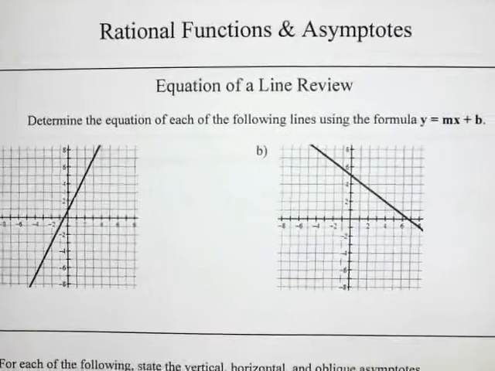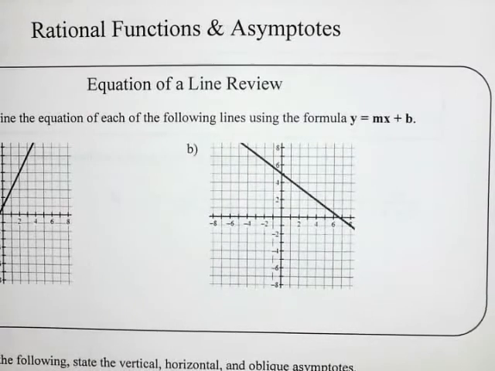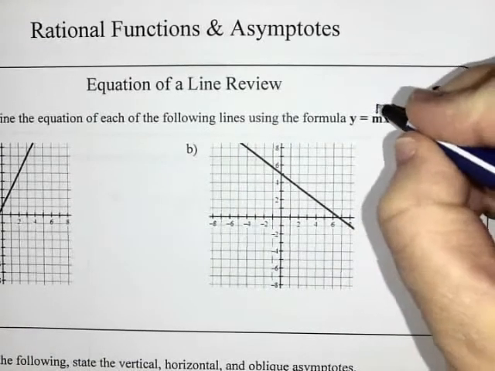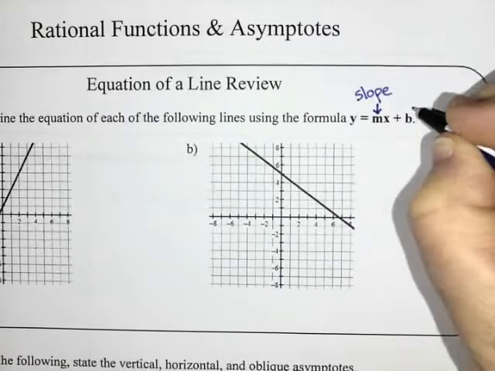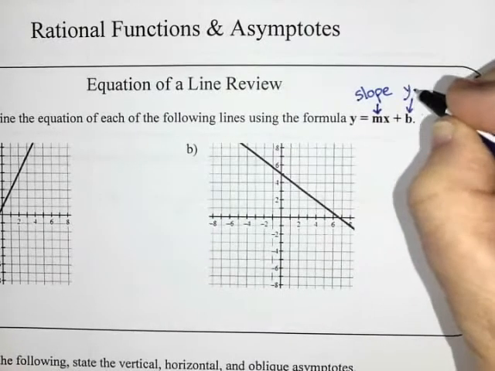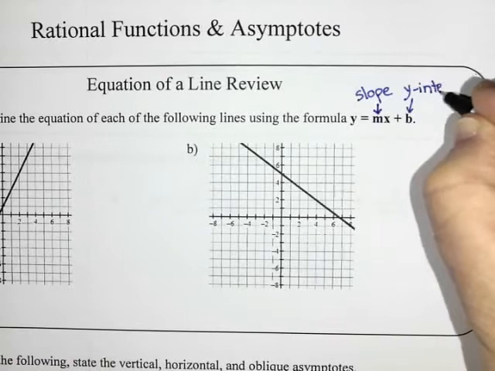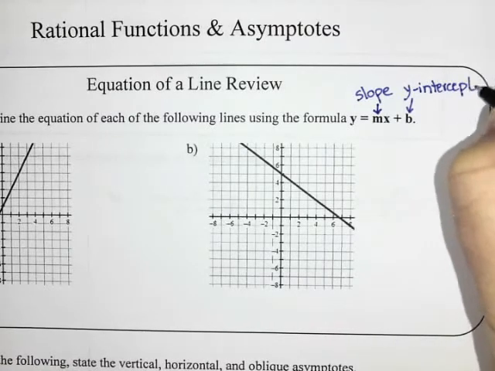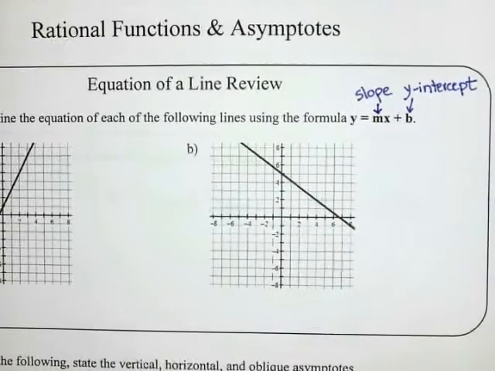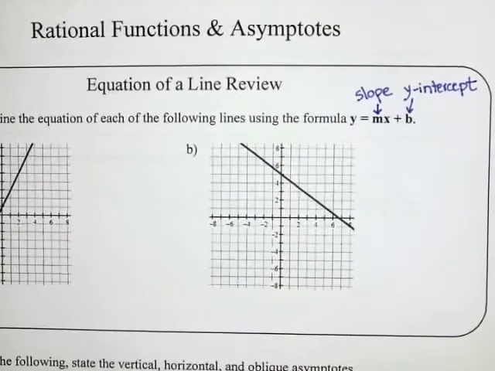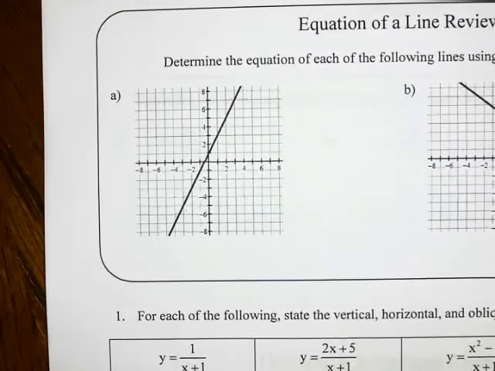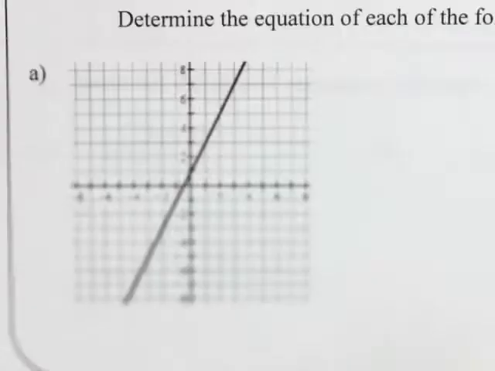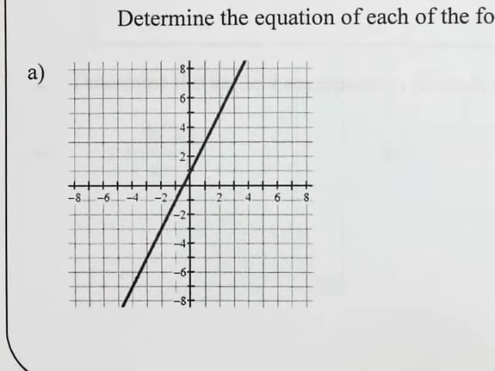mx plus b. In the formula y equals mx plus b, the m stands for the slope and the b stands for the y-intercept. There are multiple ways to find the equation of a line, but this is the one that we're going to practice today. I'm going to take a look at my first graph, and I'm going to start with the y-intercept. That's the easiest place to start.